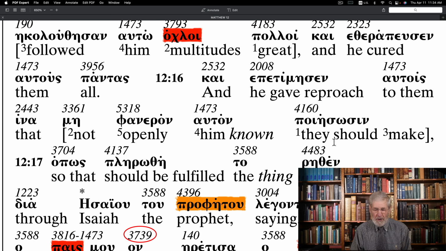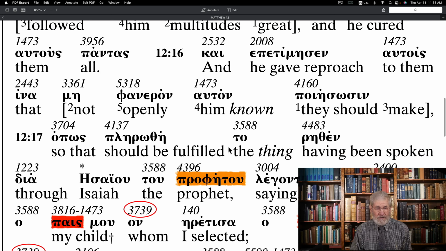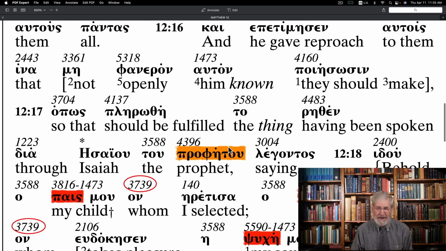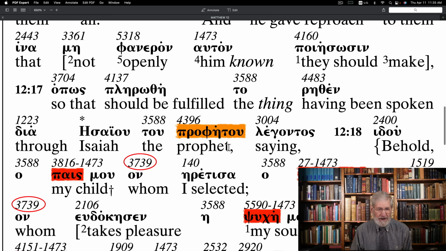In verse 16, "Ke epitimison avtis ina me phanaron avton pisosin," that they should not make him known openly. And I put known, not make him openly. I don't know what else it would be than known. I don't know why he wouldn't want them. 5,000 people are going to make him known. It's one of these strange structures that I have a little bit of difficulty understanding.